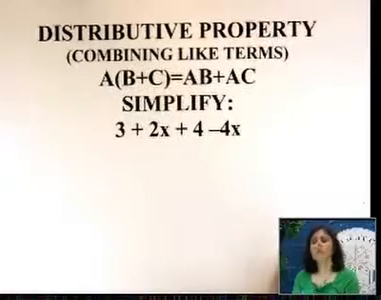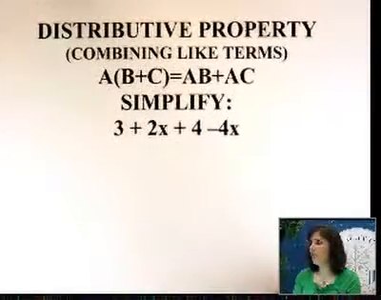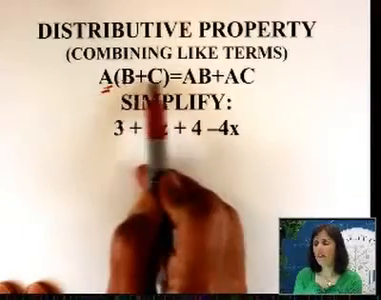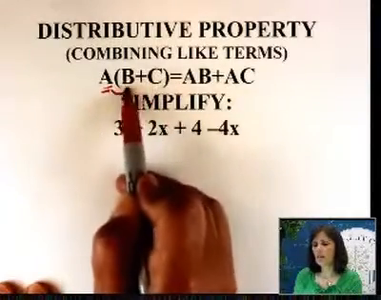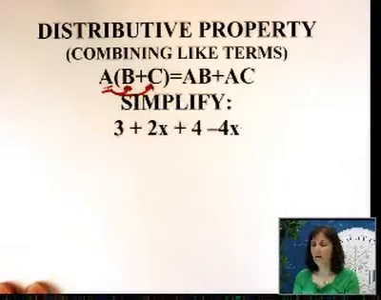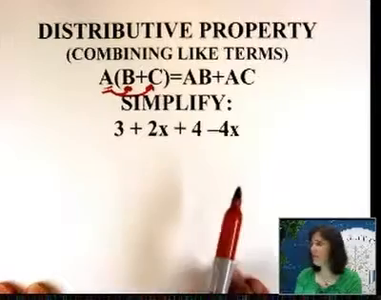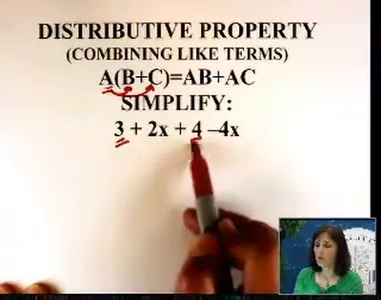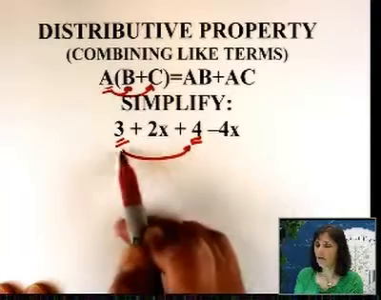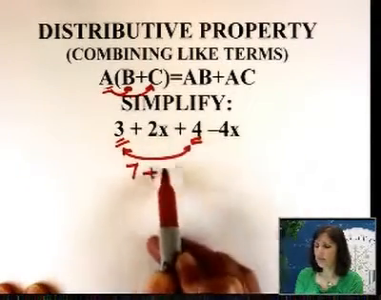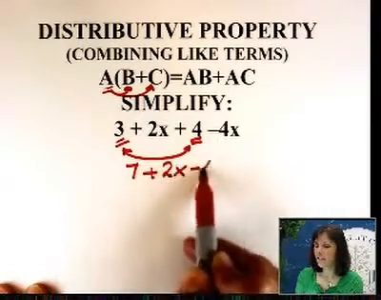Now, the other one was the distributive property. And remember that when you have a number and then an addition, you can work this number in: ab plus ac. For example, when somebody asks you to simplify something, you have to look at the like terms. So you can move them together here. 3 plus 4, that's 7. And you have this situation, plus 2x minus 4x.